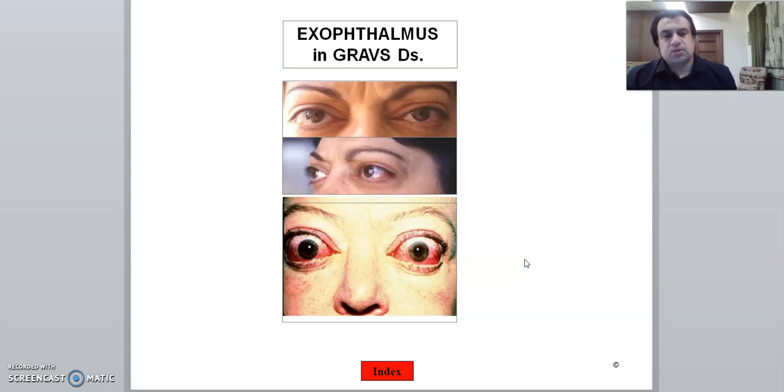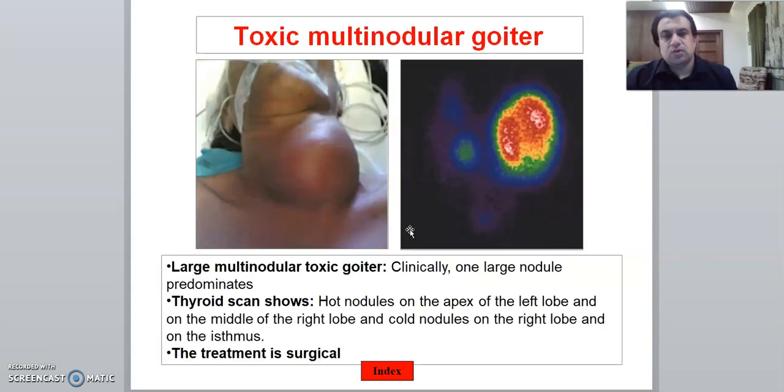This is just a picture again to show you the exophthalmos we have already discussed in Graves' disease. You can see the toxicity in Graves' disease, with lid lag and lid retraction signs. And this is a toxic nodular goiter. You can see a large toxic nodular goiter when a large nodule predominates. So this is a multinodular goiter with one large nodule. The thyroid scan shows a hot nodule in the apex of the left lobe and cold nodules in the right lobe. But one hot nodule is also present, and the treatment is surgery.